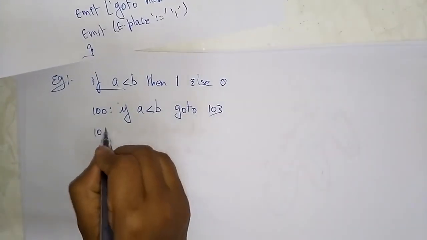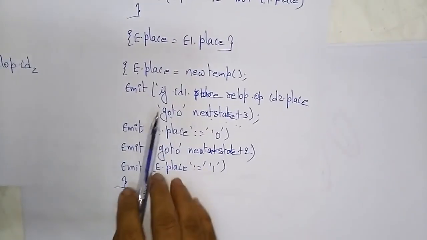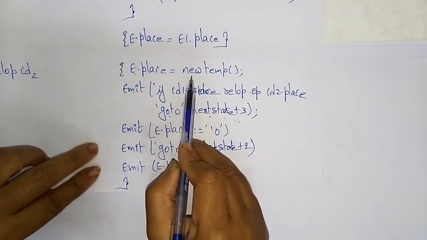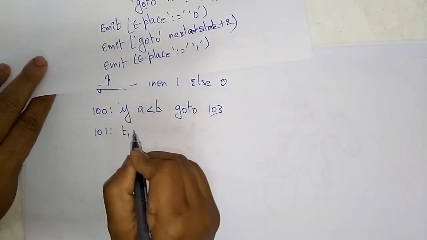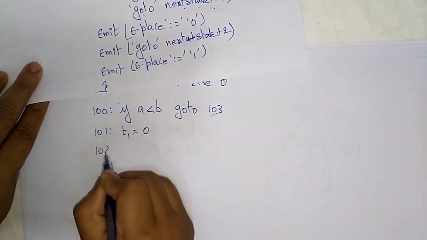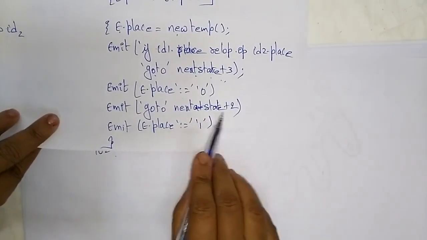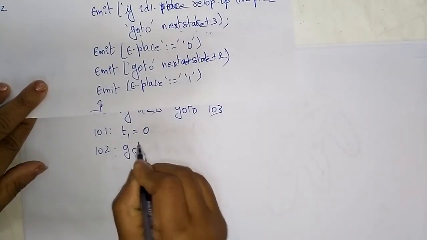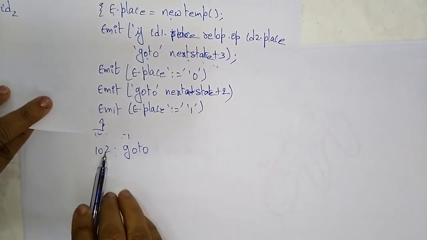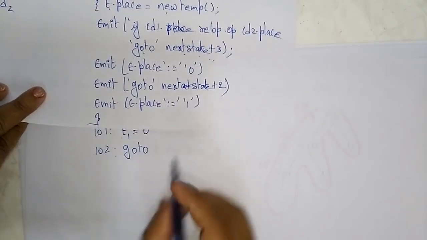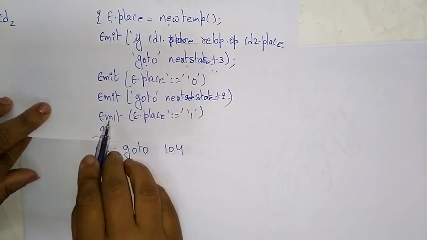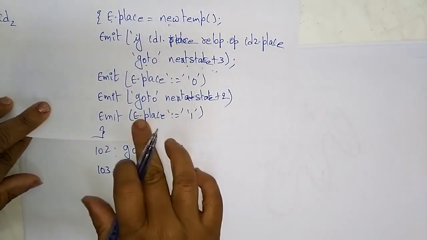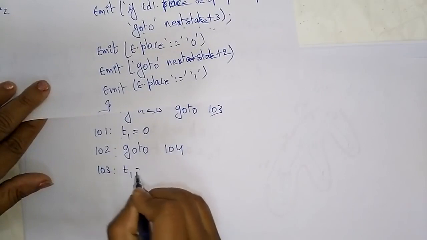Okay, now coming to 101. So the next place is E dot place is equal to 0. So E dot place is assigned to a new temporary variable T1. So now T1 is equal to 0. Now 102. So next statement, go to next state plus 2. So for this 2 you add plus 2, means go to 104. And next statement 103 is E dot place is equal to 1. E dot place means the temporary variable T1. T1 is equal to 1.